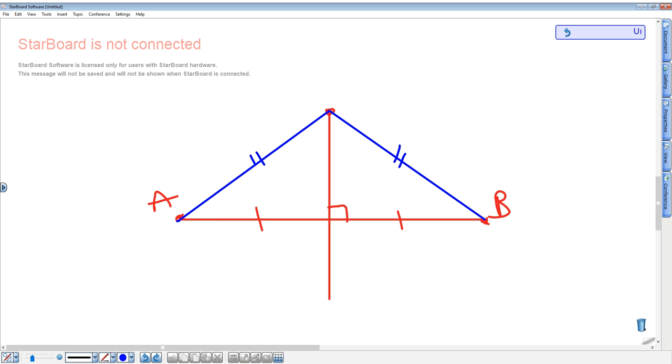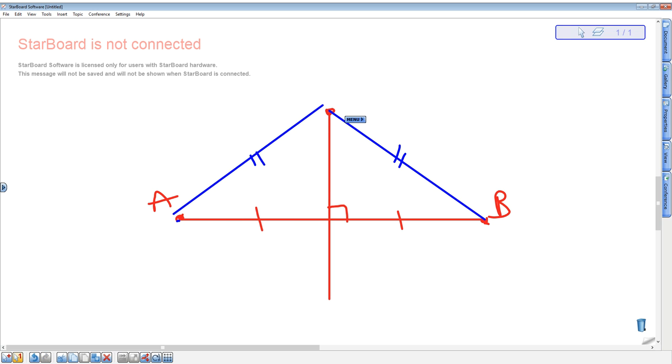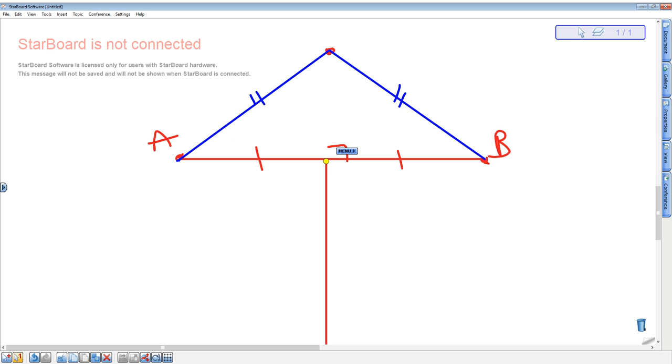So that makes sense. But let's do the converse of that. The converse states that if I had this line, and let me get rid of this portion. Let's see if I can. I don't think it will let me get rid of this. There we go. So let's just move this right over here.